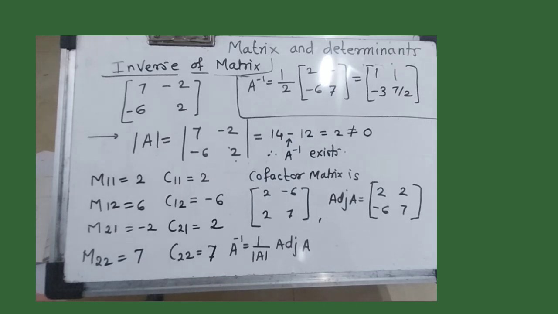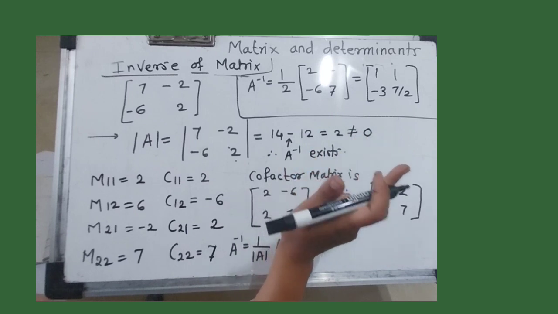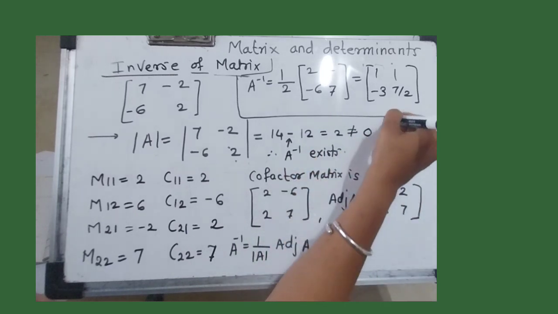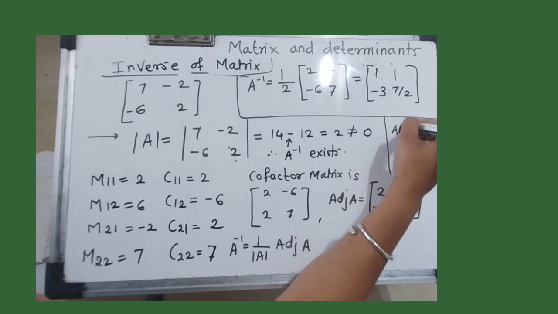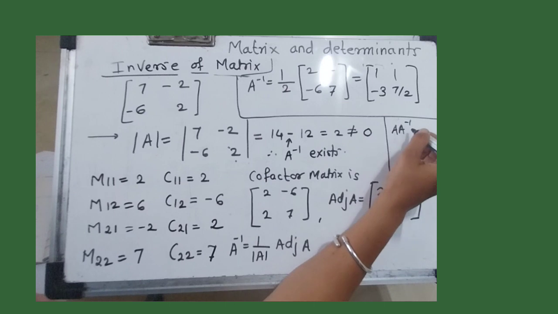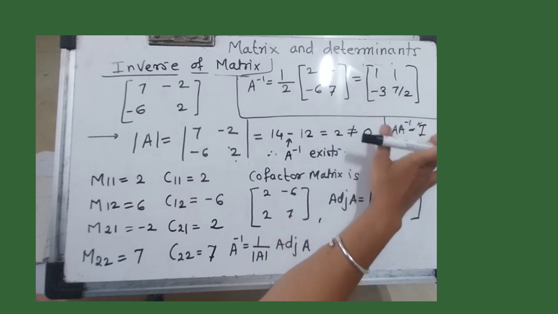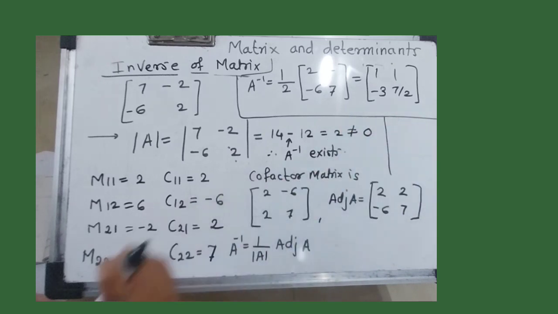Clear? Okay. Check whether this A inverse is correct or not. How? By taking the product of A into A inverse. This is my A, this is my A inverse, and it will be I: 1, 0, 0, 1. Then our answer is correct. Okay. Take a screenshot.